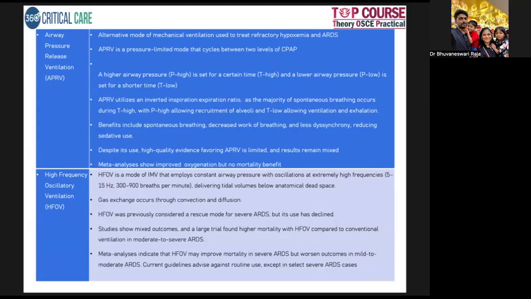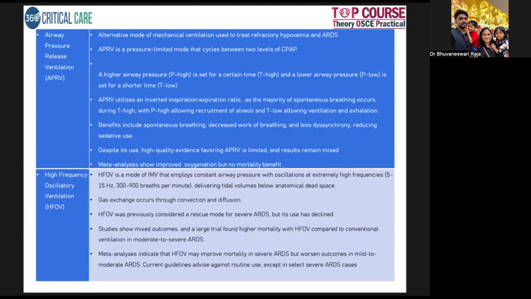The benefits include that it can be used in spontaneously breathing patients, decreased work of breathing, less dyssynchrony, and lesser sedative use. So, meta analysis shows improved oxygenation, but there is no mortality benefit. Further studies are needed.